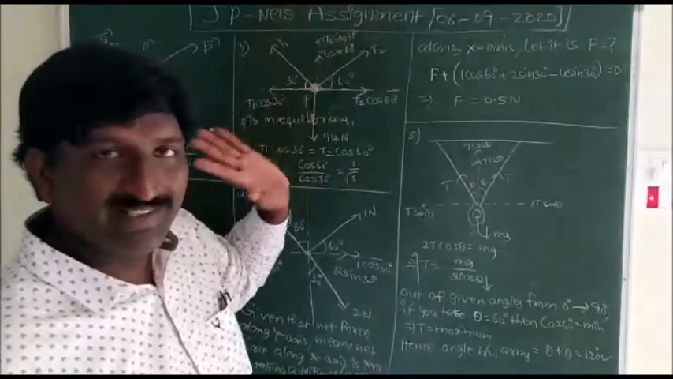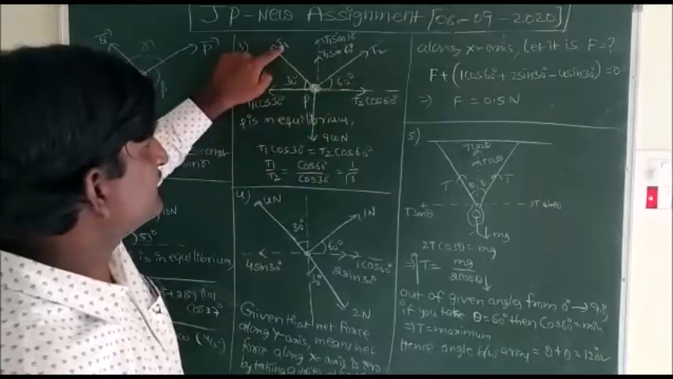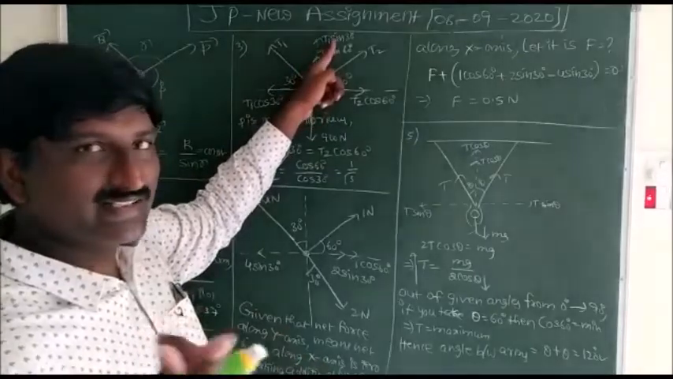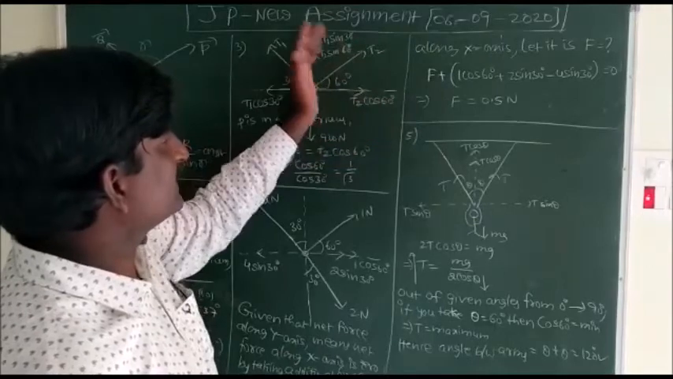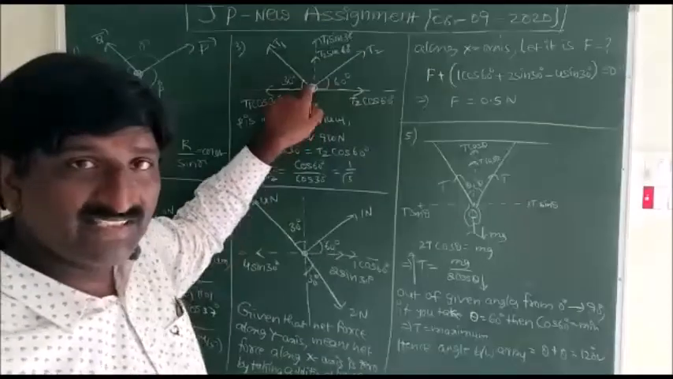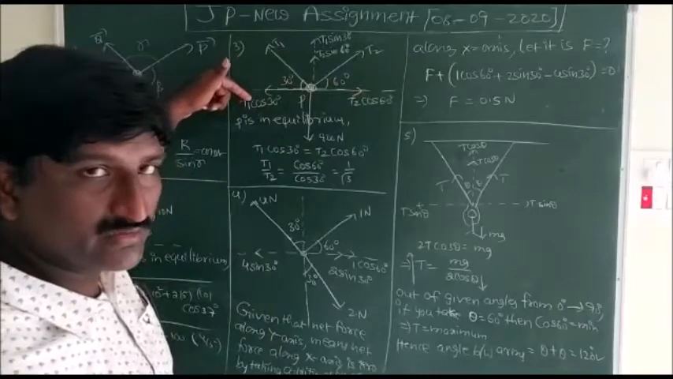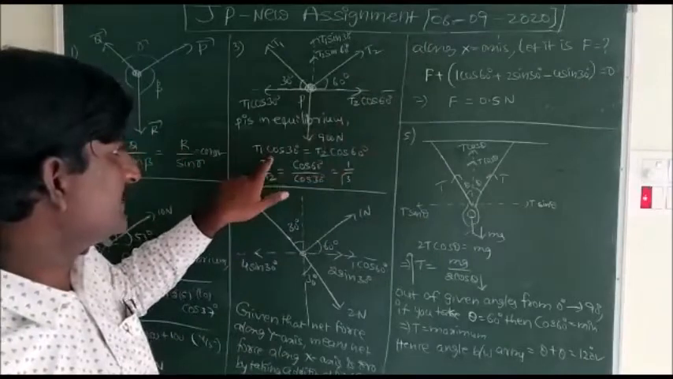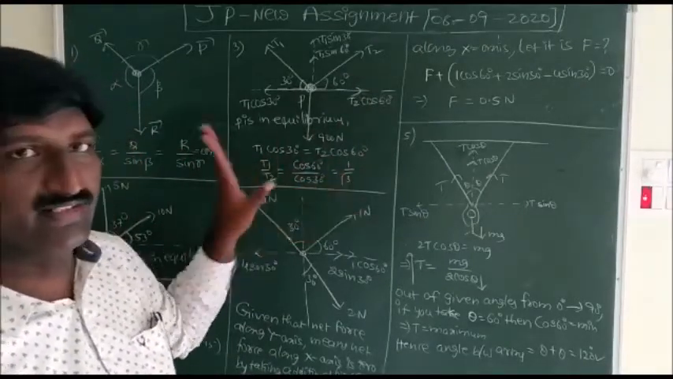Both these tensions are split into two components with the help of these two angles, 30 degrees and 60 degrees. For tension T1, the horizontal component is T1 cos 30 degrees and the vertical component is T1 sin 30 degrees. Similarly for tension T2, the horizontal component is T2 cos 60 degrees and the vertical component is T2 sin 60 degrees. If this point is in equilibrium, along the horizontal dimension the forces are balanced. So what are those opposite forces? T1 cos 30 degrees is balanced with T2 cos 60 degrees. If you equate these two, finally you will get the tensions ratio as 1 by root 3.